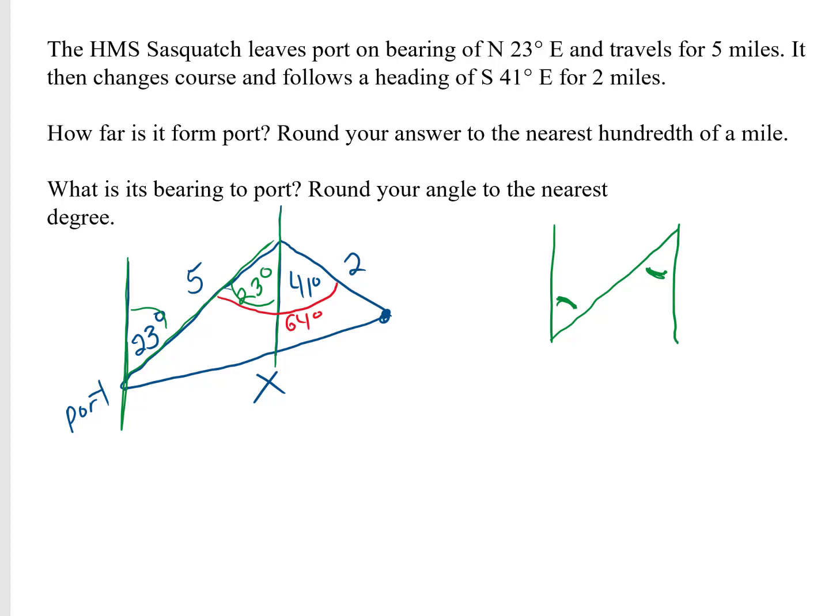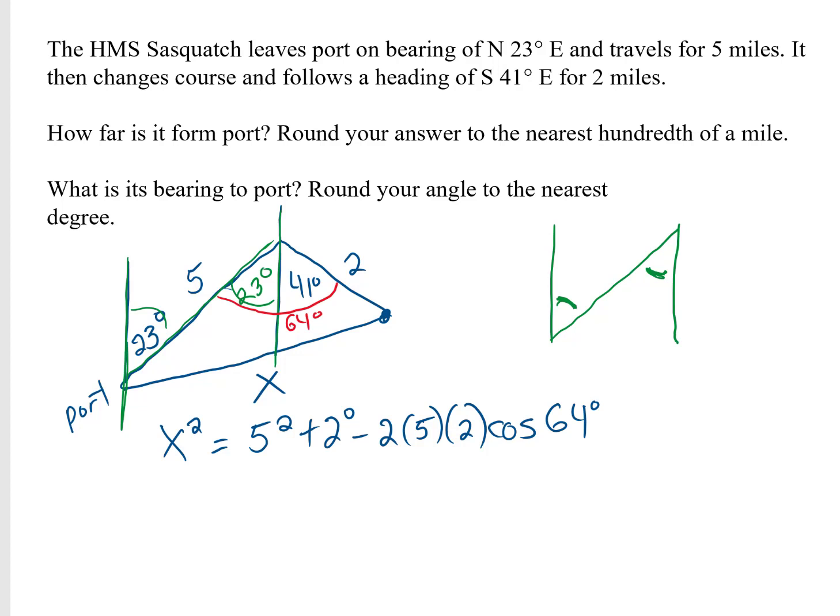We don't have an angle and side opposite a pair to use the law of sines, but we do have the three pieces we need to use the law of cosines. So that's what we're going to do. So x squared equals the sum of the squares of the other two sides, so 5 squared plus 2 squared, minus 2 times the product of those two sides, 5 times 2, times the cosine of the angle between those two sides, and that was the 64.